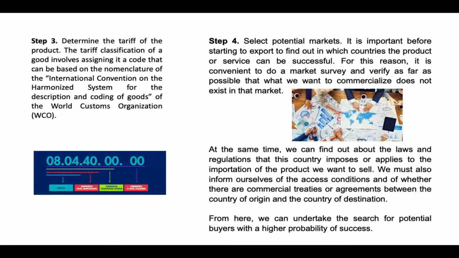Step 3. Determine the tariff of the product. The tariff classification of a good involves assigning it a code that can be based on the nomenclature of the International Convention on the Harmonized System for the Description and Coding of Goods of the World Customs Organization. Step 4. Select potential markets.